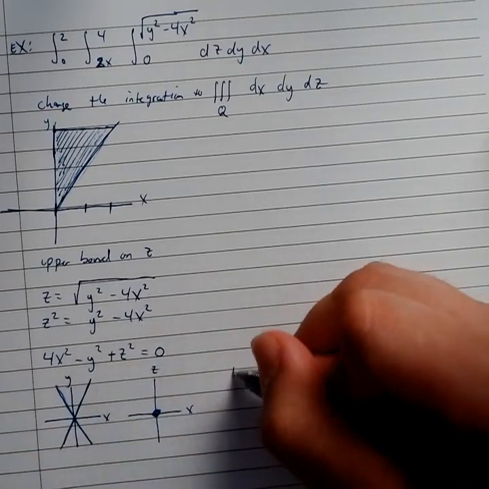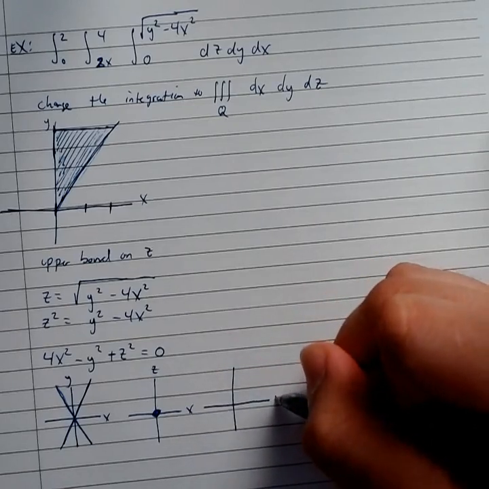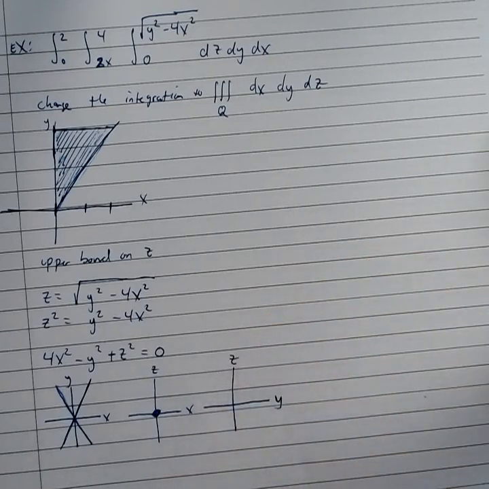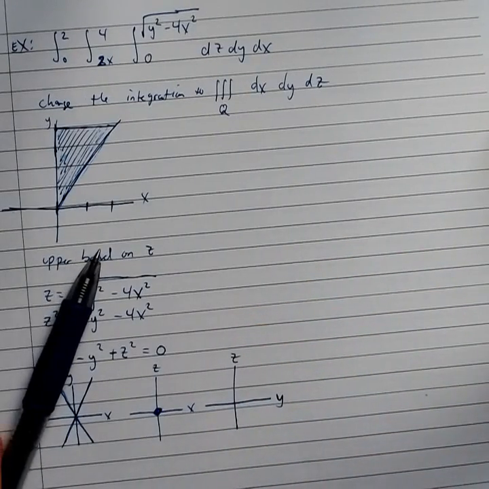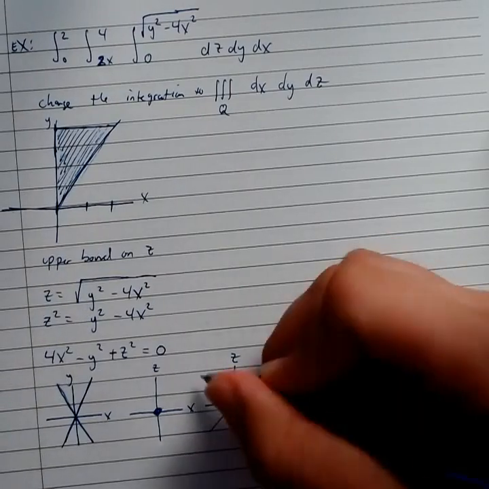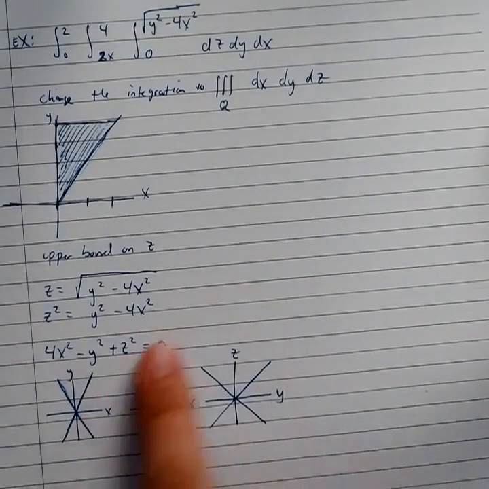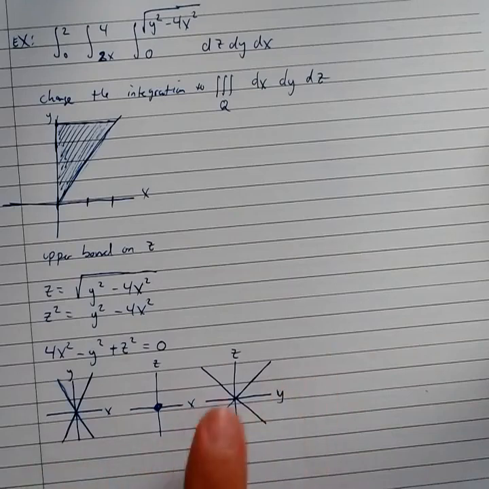And if we consider the yz trace, well, that means x is equal to 0. So here you could move y squared to the other side, and you would get y squared equals z squared. Take the square root of both sides, and you get z is equal to plus or minus y. Okay, so then you either get this line with a slope of 1, or this line with a slope of negative 1.